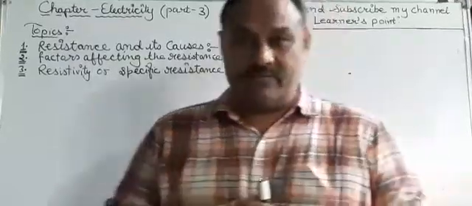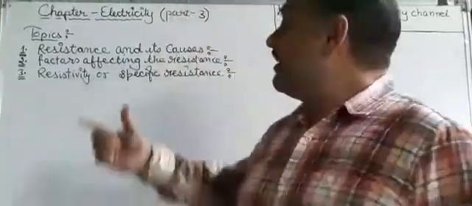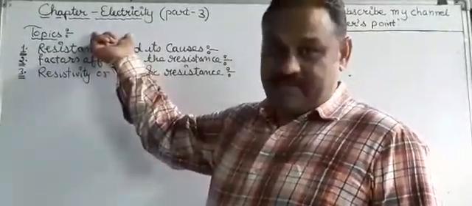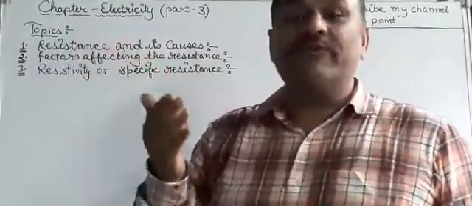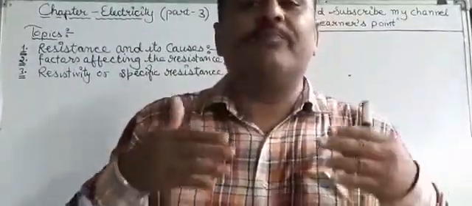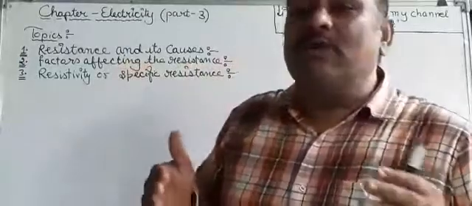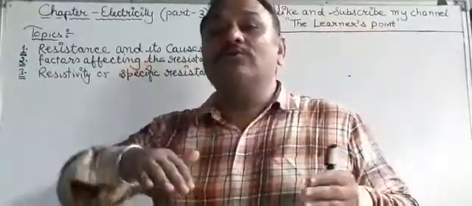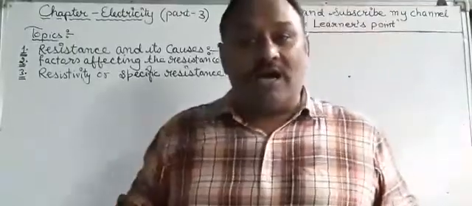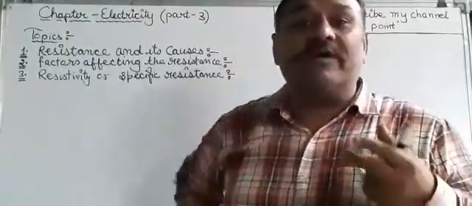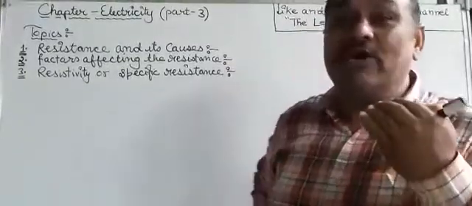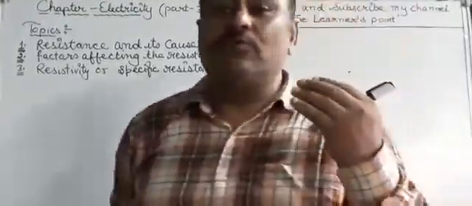Smart students, we have discussed the chapter electricity. More than half of the chapter is discussed. In the previous videos, we have discussed the importance of electricity, what role electricity plays in our life, how the electrons are moving, how they produce the charges, and what is charge, what is potential difference, what is potential, and what is Ohm's law. We have discussed Ohm's law in the previous two videos.